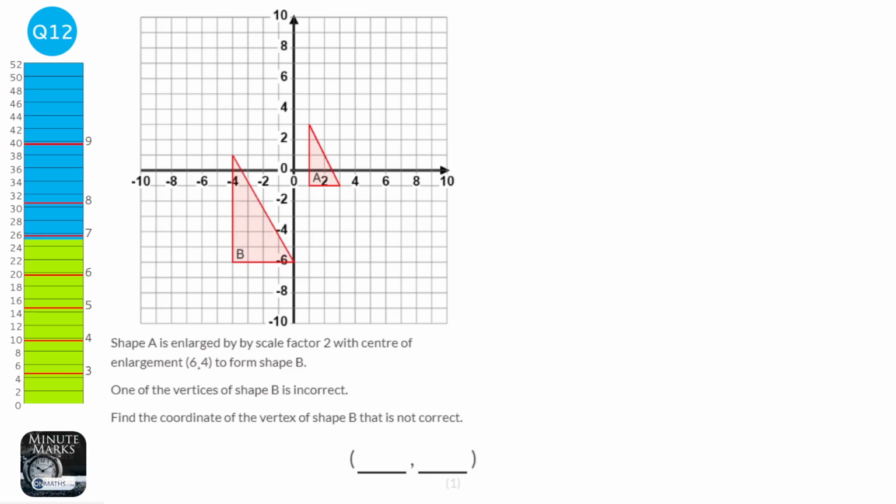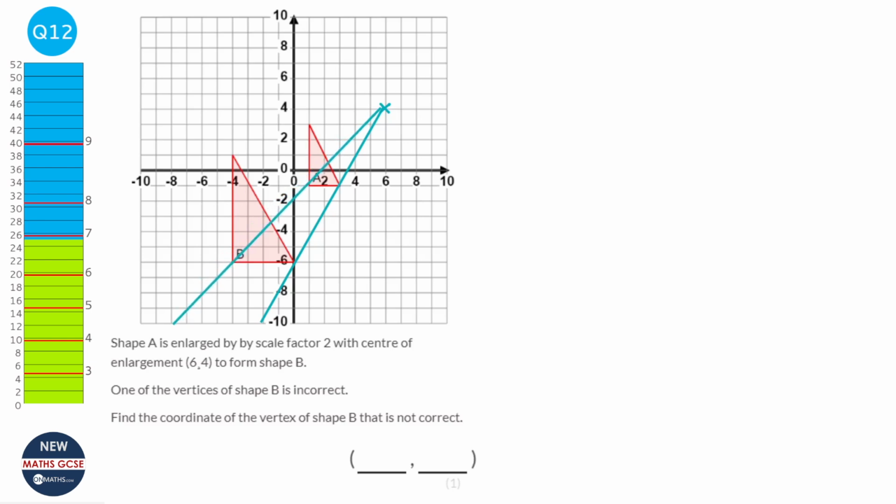So in this question we are told that the centre of enlargement is at 6, 4. So let's just put across that. And what I'm going to do is just draw ray lines from the centre of enlargement. And we're just going to go through each of the corners of our shape A. And we're going to just check whether it goes through the corner of shape B, which it does on this one. Let's just keep going.